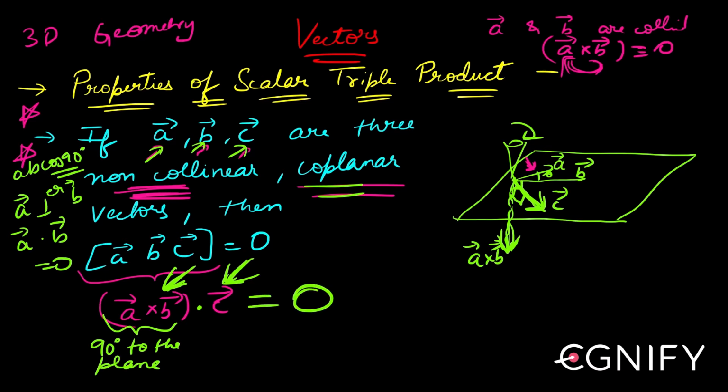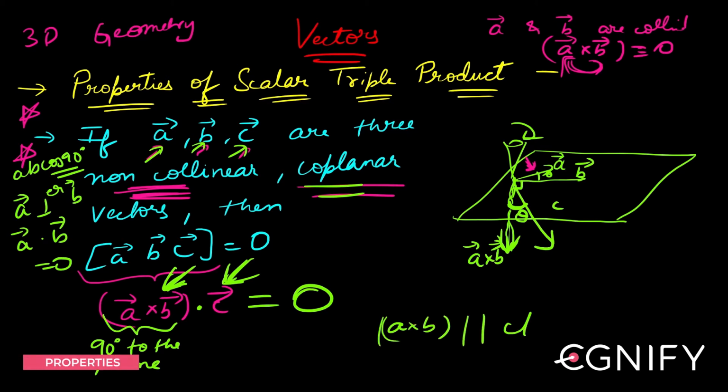Imagine if your C was not in the same plane, and it was pointing outside, then this angle would have been non-zero. It would have been some theta, and I would have some mod A cross B, mod C, cos theta term, right? Because I'm taking the dot product of A cross B and C. So I would have this cos theta term. But the moment C comes in the plane, this angle becomes 90.